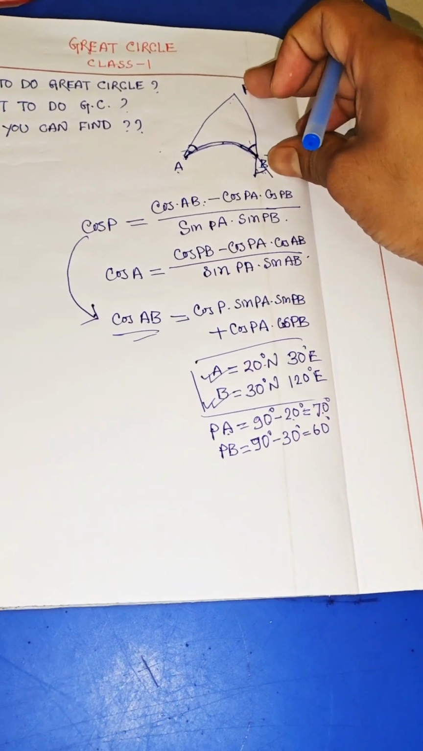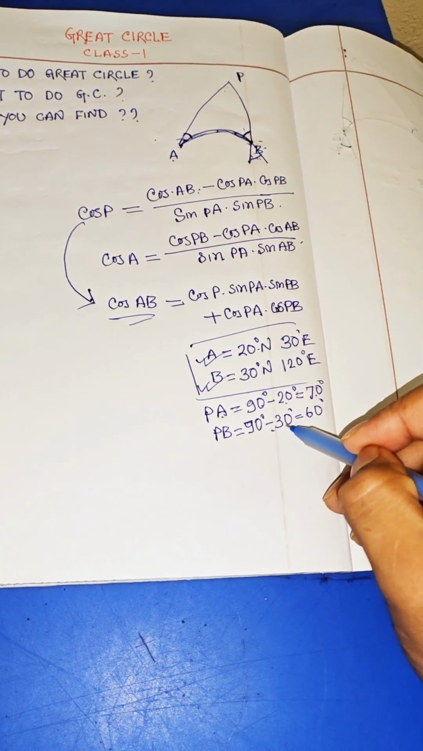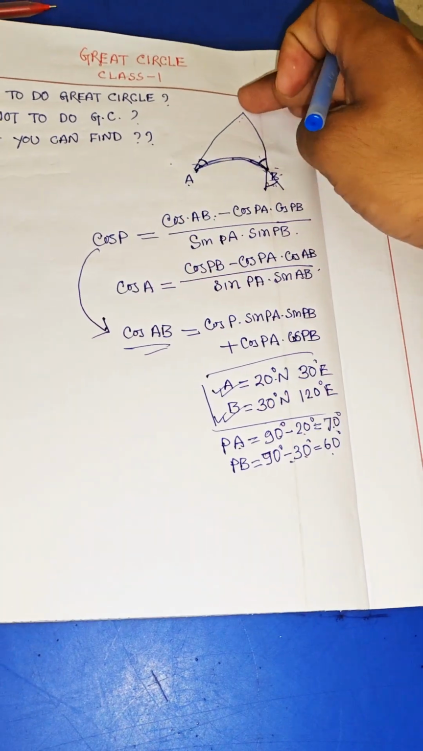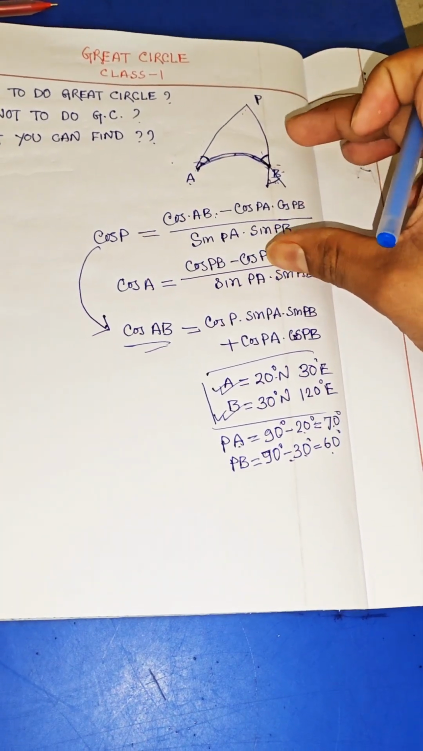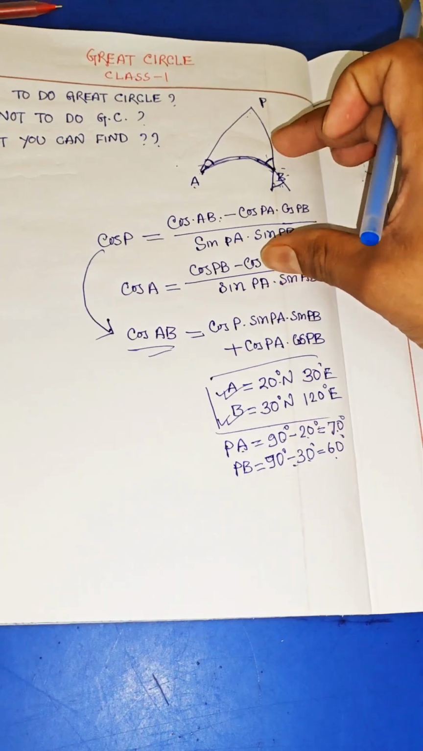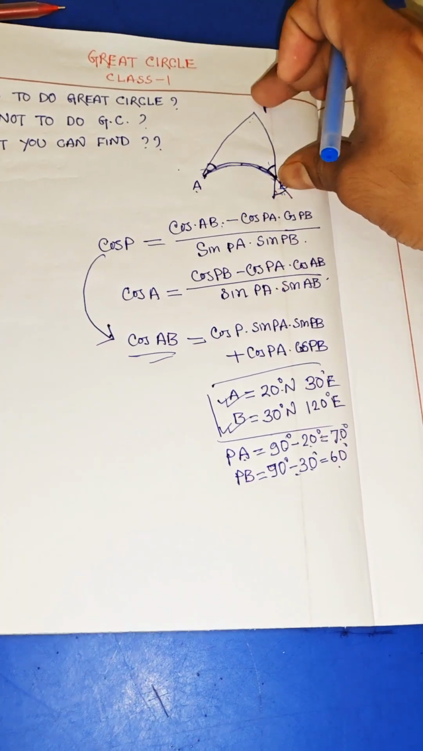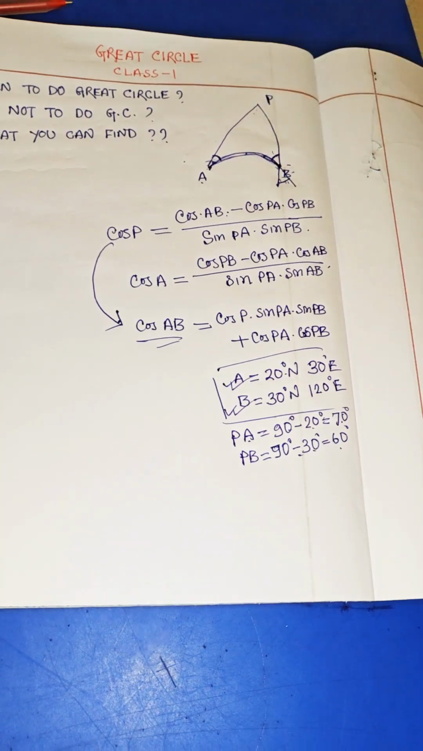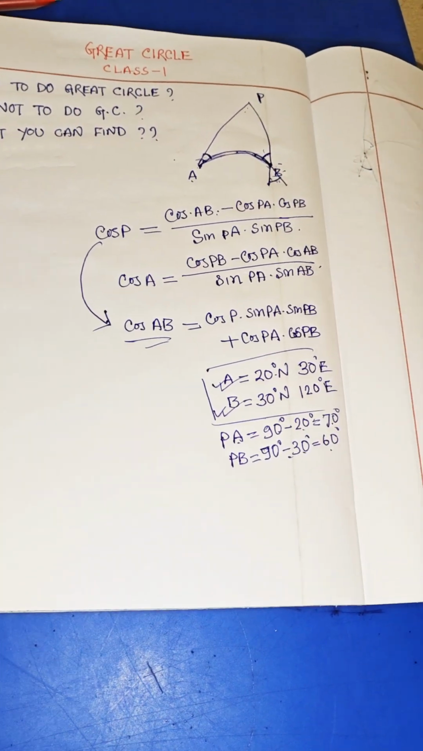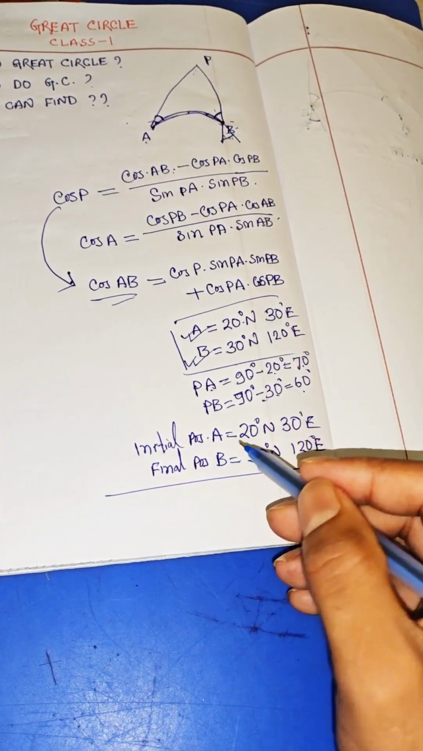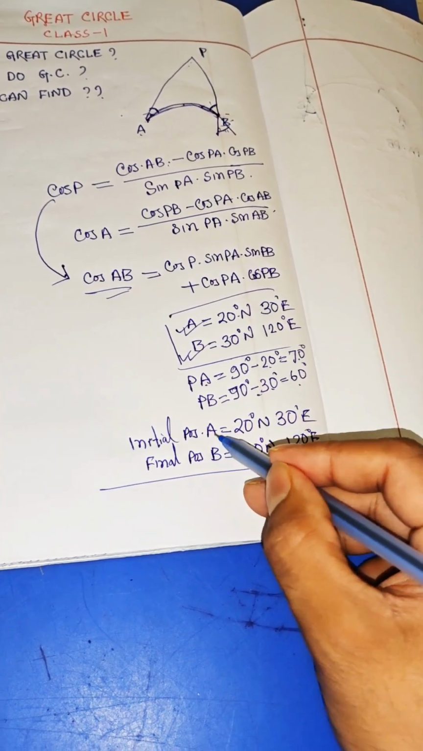And PB is equal to 90 degrees minus 30 degrees, which is 60, because from the equator to P is 90 degrees. I know from the equator to B the distance is the latitude. So after that, from B to P I can find out by just subtracting from 90. So this is your colatitude. And viewers, you know that this is the A to B.